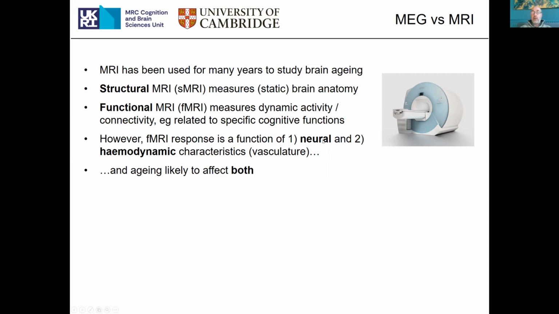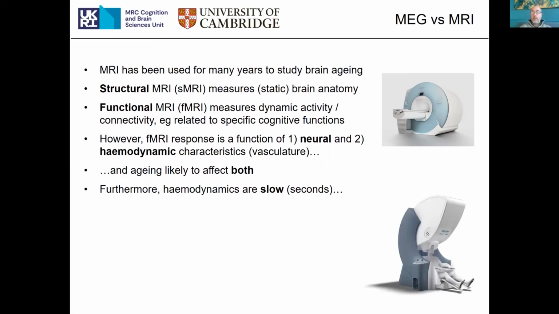So we're interested in the effect of age on neural activity primarily, but we know it also affects hemodynamic vasculature, or the plumbing of the brain, if you like, which affects the BOLD response. So we need to disentangle these two. And furthermore, with fMRI, the hemodynamics are very slow. We're taking a brain image every second or so, and the hemodynamic response itself is very sluggish. So it doesn't peak until about 5 to 6 seconds after neural activity and can last up to 20 or 30 seconds. MEG, on the other hand, is a more direct measure of neural activity, much like EEG.